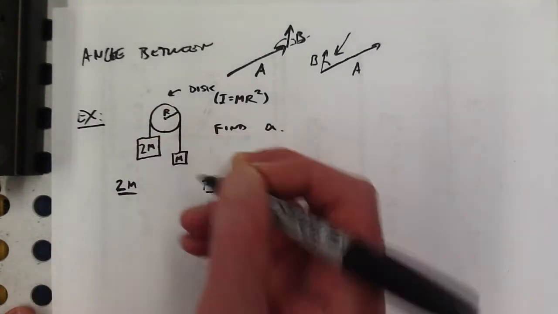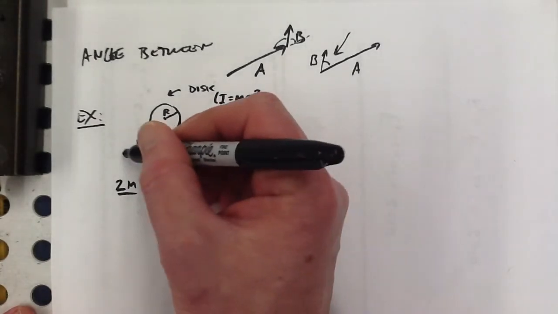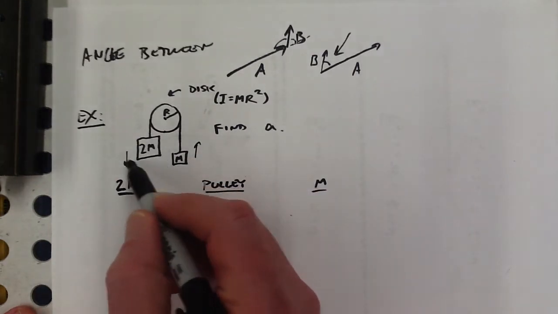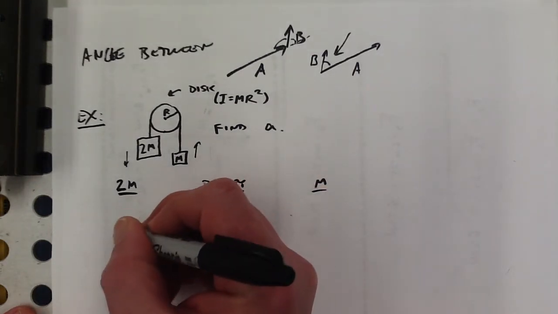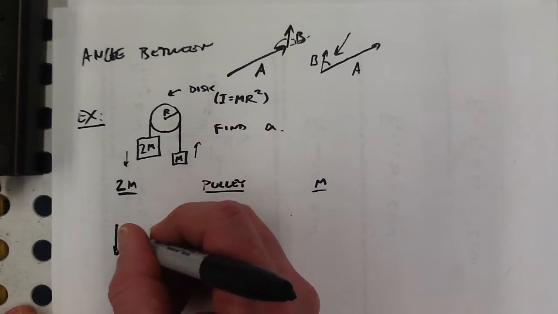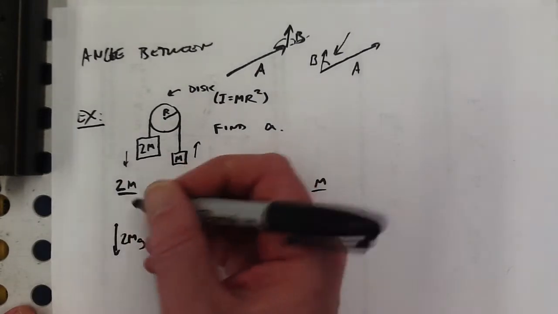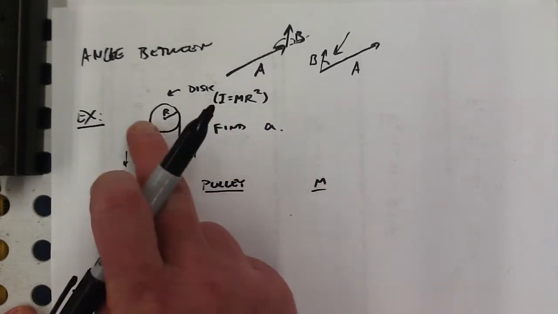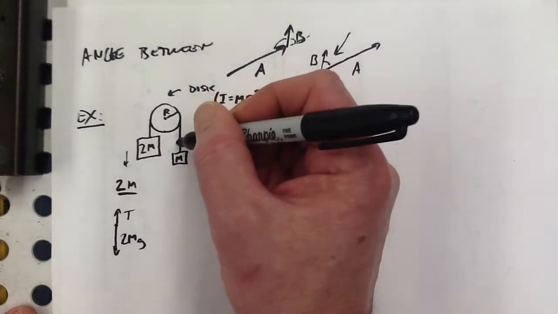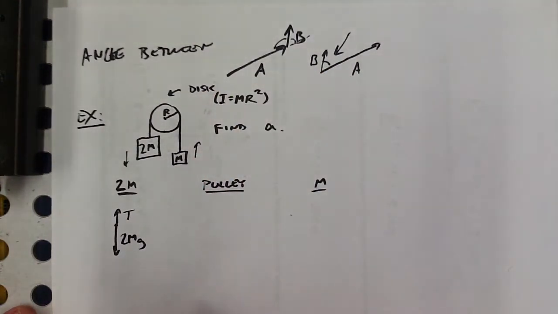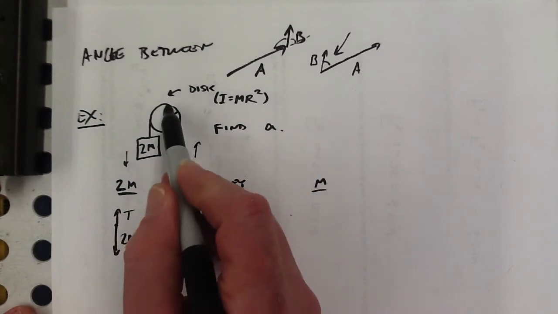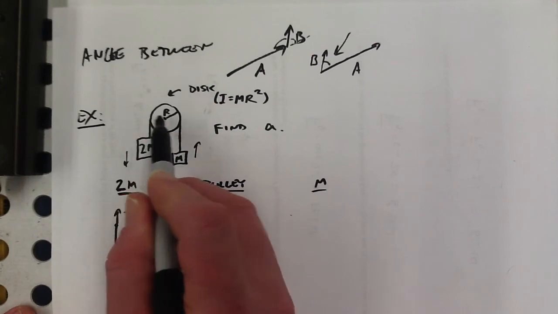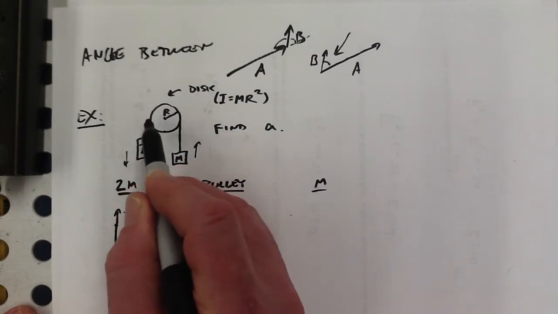Okay, so when we release things, this is going to accelerate downward, and this is going to accelerate upward. So what's winning on this? The force of gravity, which is 2mg, and then the tension here. Now, the tension here is not going to be the same as the tension here. And if you're like, well, how would you know that? Well, it can't be. If this thing is going to start rotating, that means there is some net torque on it. It's going to experience angular acceleration.